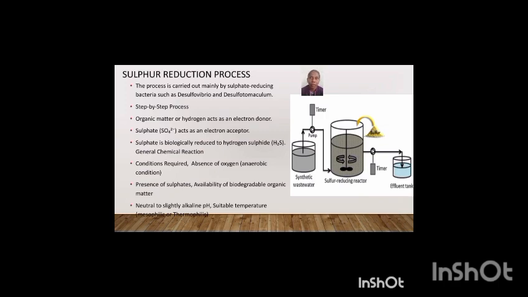Step by step process: organic matter or hydrogen acts as the electron donor, and sulfate, SO4 2-, acts as the electron acceptor. Sulfate is biologically reduced to hydrogen sulfide, H2S. Conditions required: the absence of oxygen, the presence of sulfate, availability of biodegradable organic matter, neutral to slightly alkaline pH, and suitable temperature, mesophilic or thermophilic.